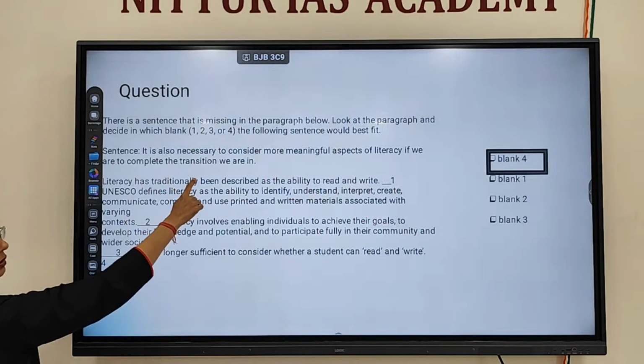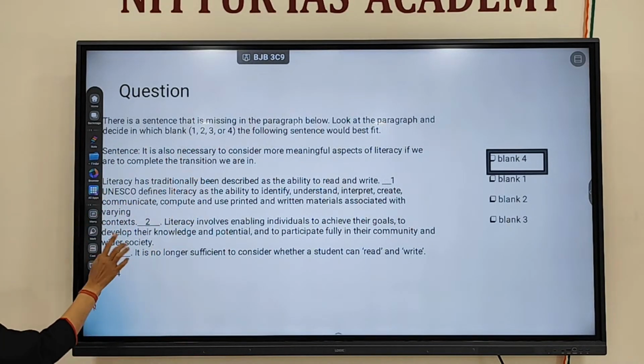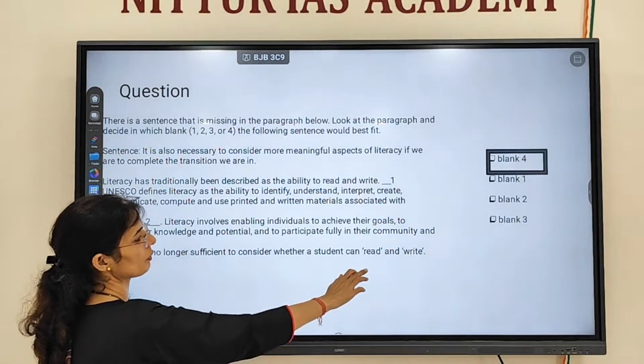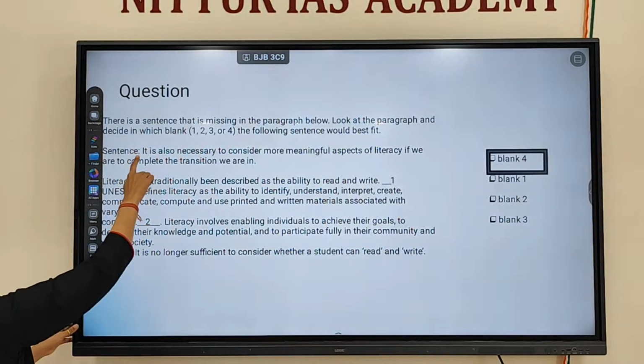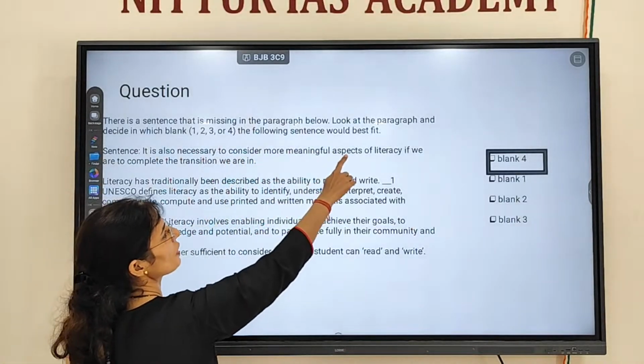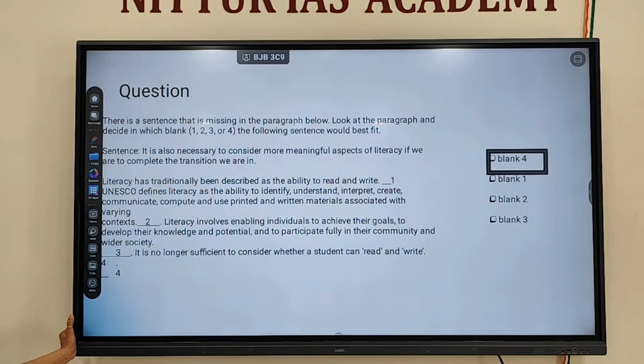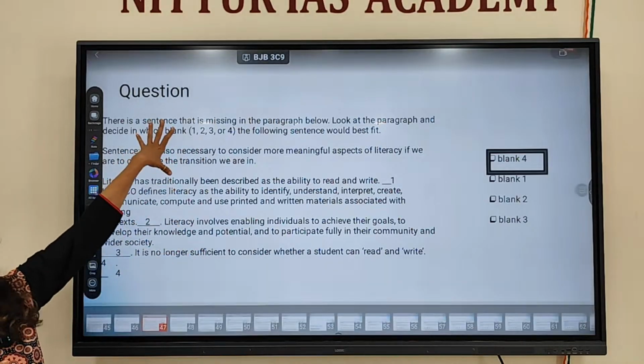Literacy traditionally means reading and writing is the first. Okay. So if we look at the fourth one, it is no longer sufficient to consider whether a student can read or write. It is also necessary to consider more meaningful aspects of literacy if we are to complete the transition we are in. Got? So first the blank, then the sentence.